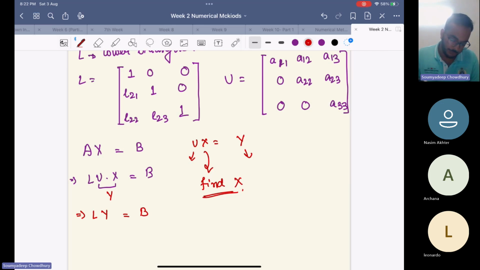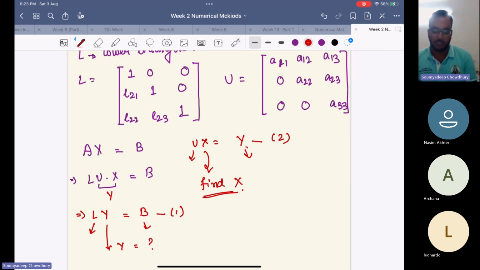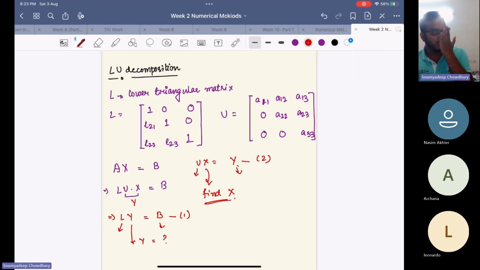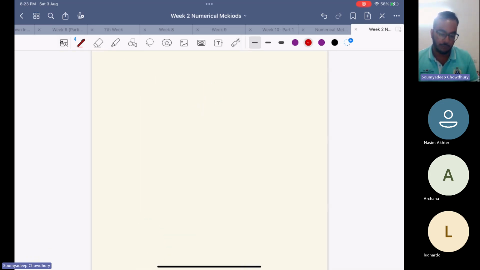Okay. So first from this equation, we know L, we know B, right? So from that we will find what is Y. Using this Y, we will substitute here in the second equation. We know what is U, what is Y. We can find out X. So this is the algorithm. Now we will see how we can do this using the LU decomposition.